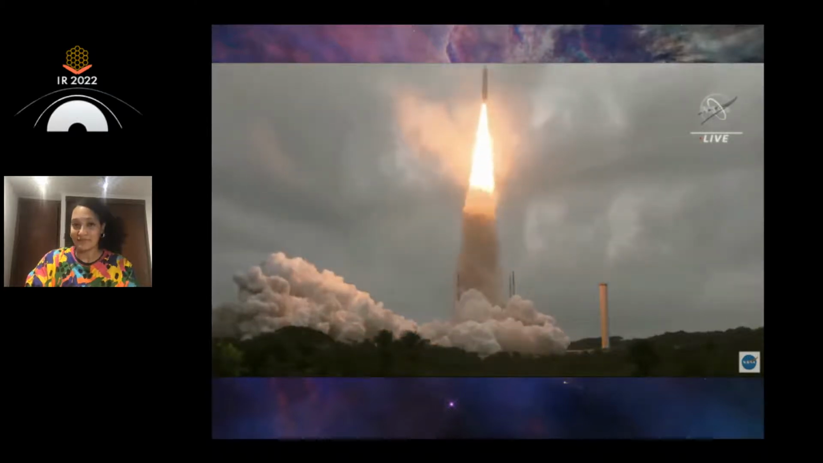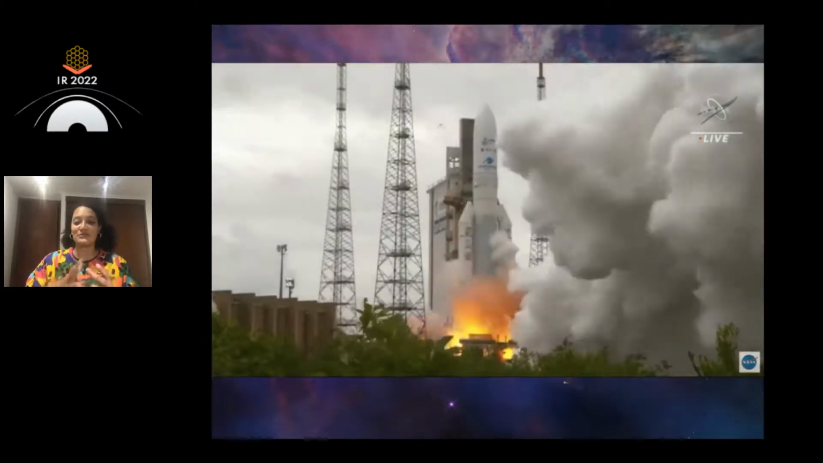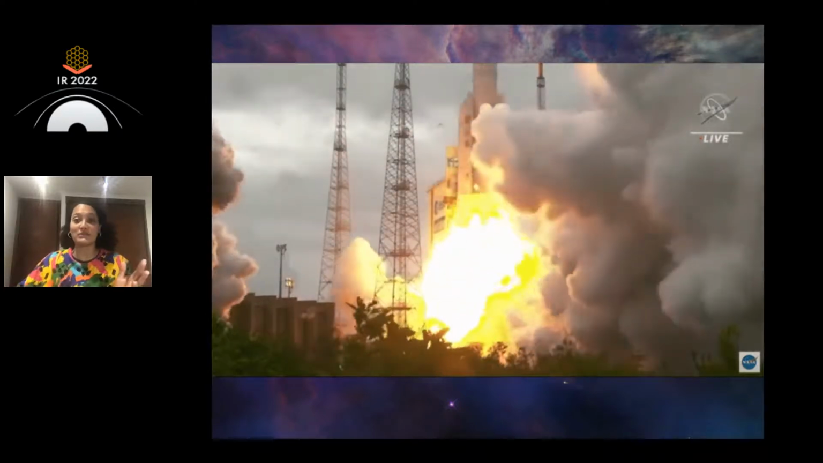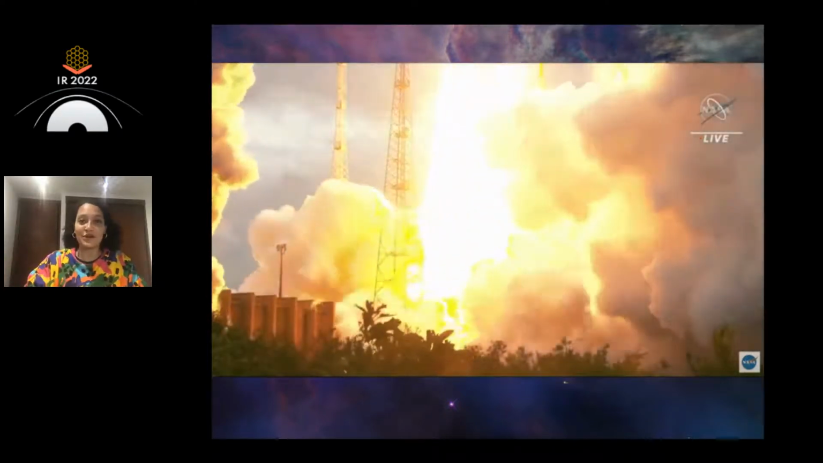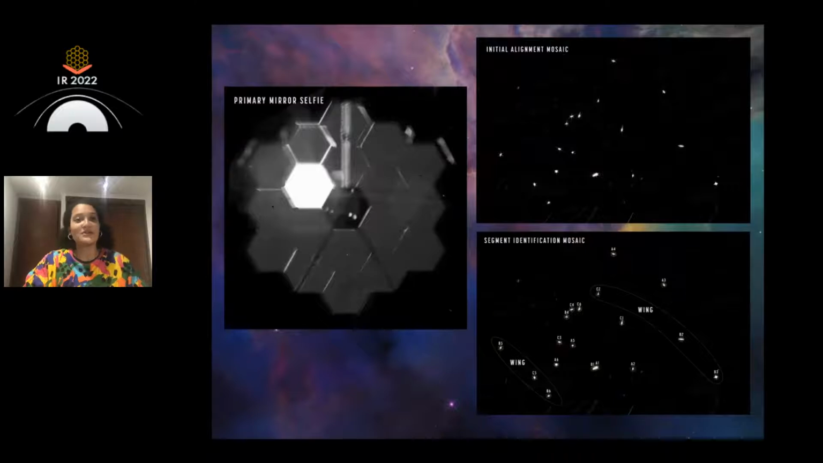And since it launched, it's now been moving into its position in the solar system where it's going to start observing in space. And we've got some first images coming in from JWST. So on the left, you can see a little selfie that it took of itself, and you can see that mirror that I showed you in the lab picture before. And also you can see these two pictures on the right, which are the first specks of light that JWST is beginning to see.